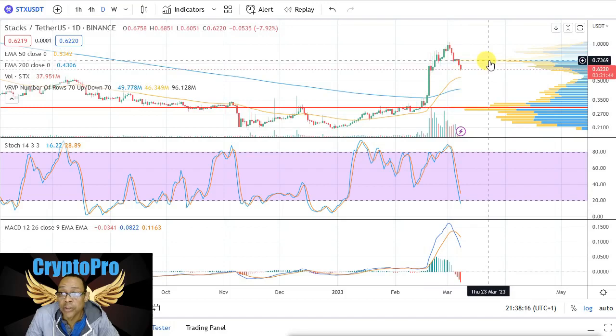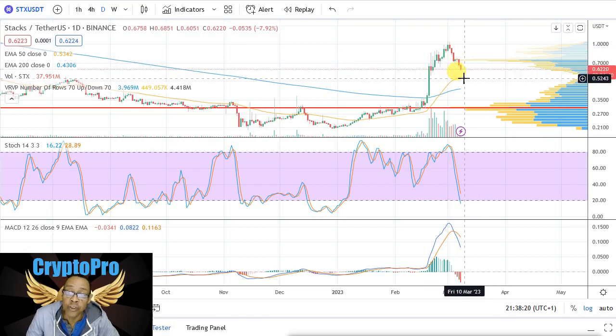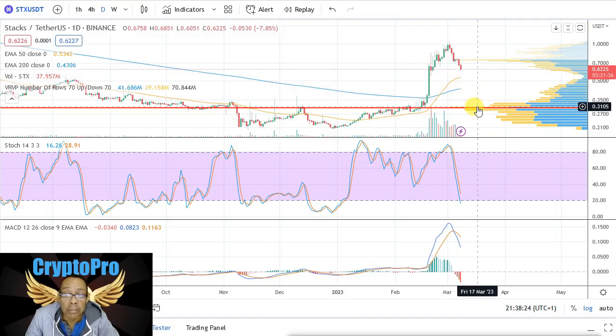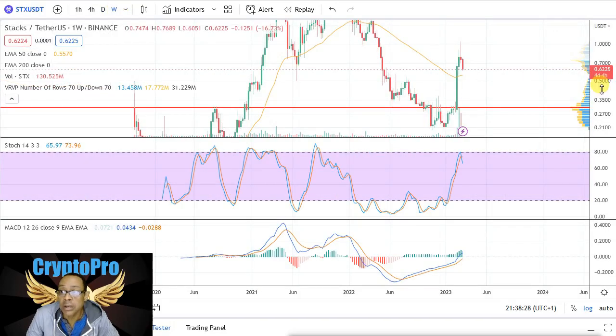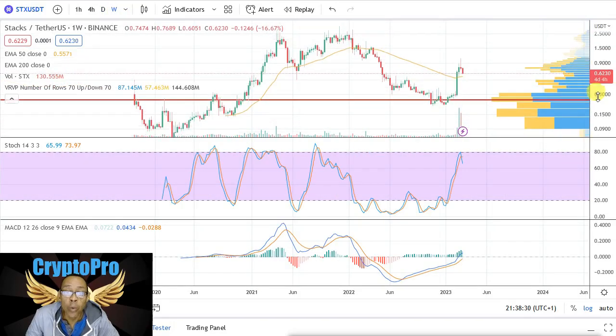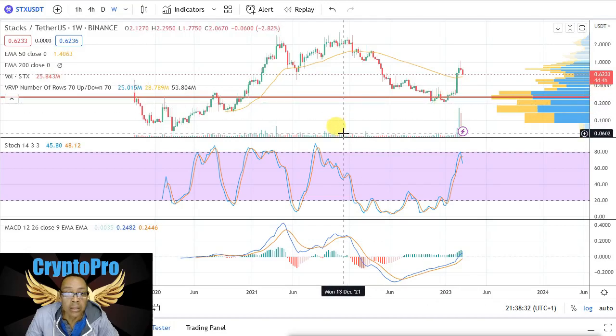It looks like it failed this big volume node here at 73 cents. It's going to come down, test the 50. If it fails that, it'll test the 200. If it fails that, it's coming back to the point of control at 30 cents. And at that point, I might look at picking some up on the 1 week chart. Man, look at this. You could have got this at 6, 7 cents.